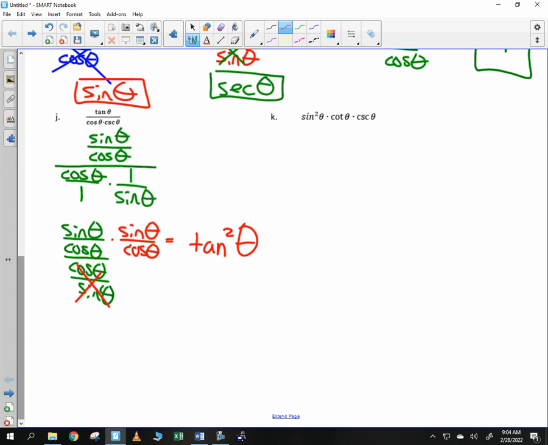Last example. Sine squared over 1 times what? Cosine of theta over sine of theta. Times what? 1 over sine. Does anything cancel? Yeah, because in the top you have a sine squared, and in the bottom you're going to have a sine squared, right? So that cancels with both of those. What are we left with? Just cosine.